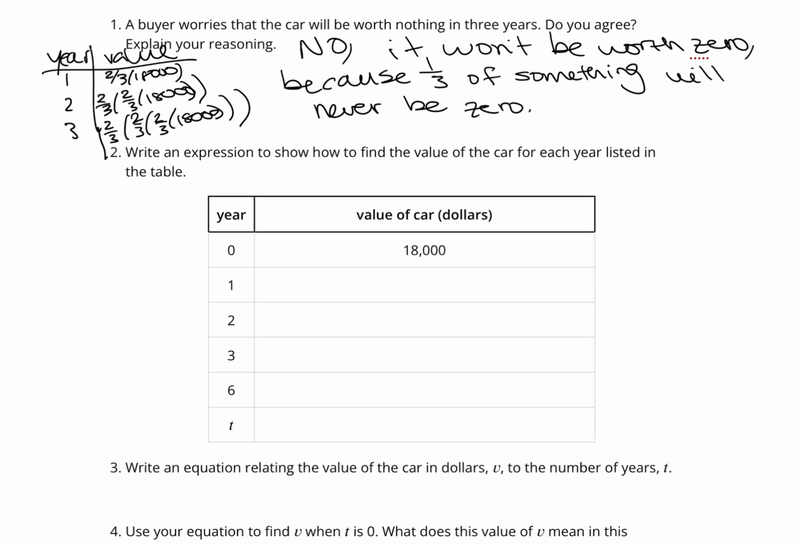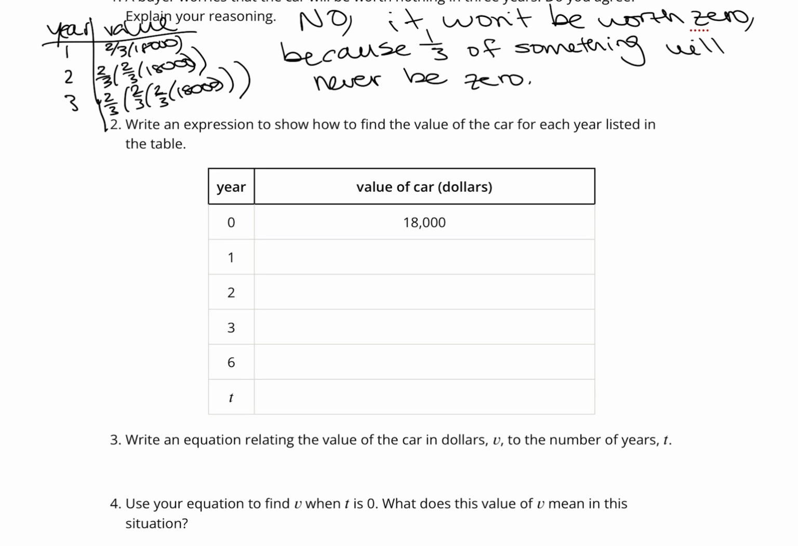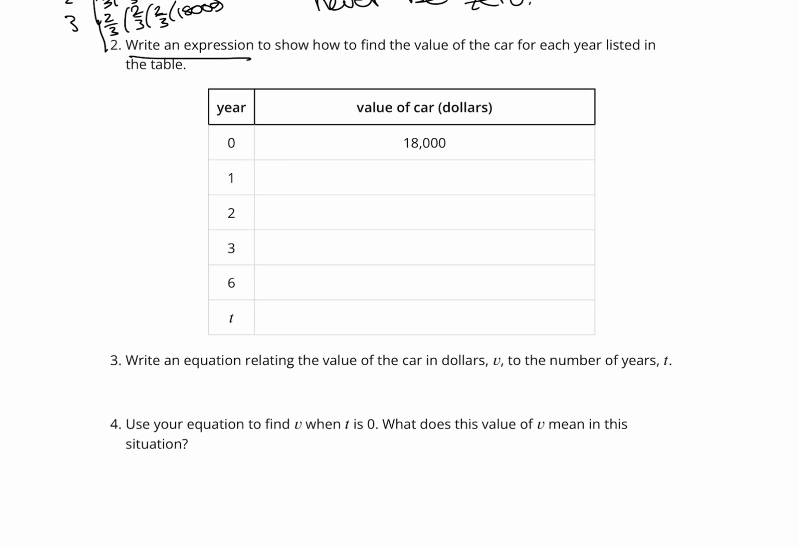So we're actually going to do the same thing down in this table. Write an expression to show how to find the value of the car for each year listed in the table. So it says to write an expression, which is what I did up here. You can easily calculate, of course, and find out the actual value of the car after each of these years. You could divide the number by 3 or multiply by 1/3 to find out the value, or we can represent it with an expression. So year 0, the car is 18,000.